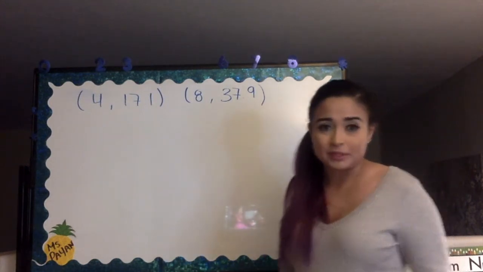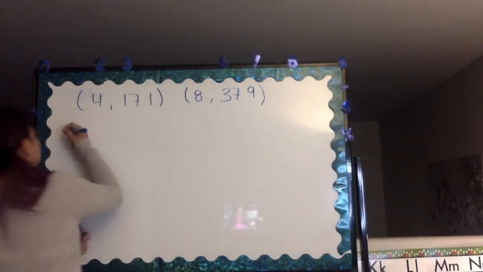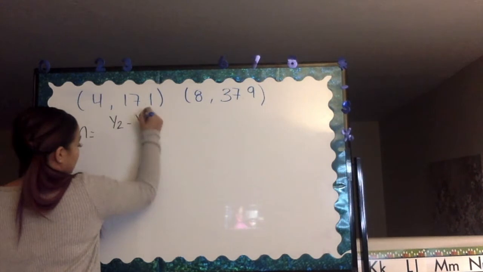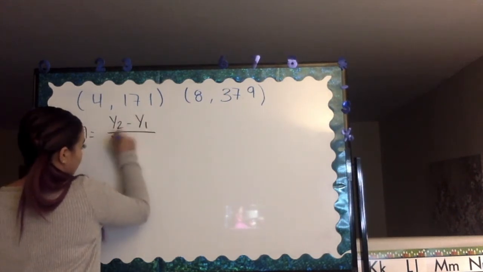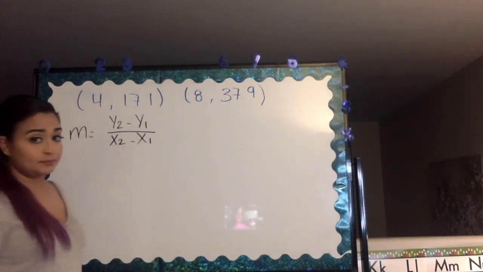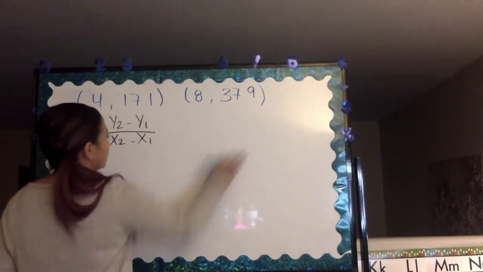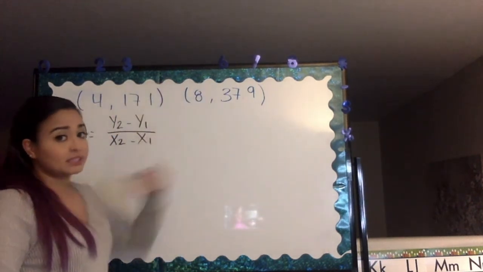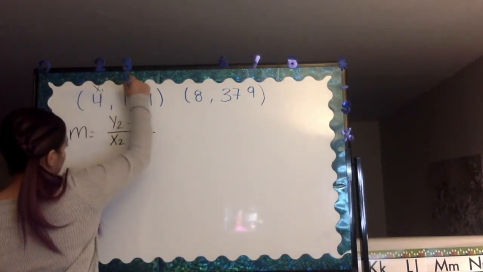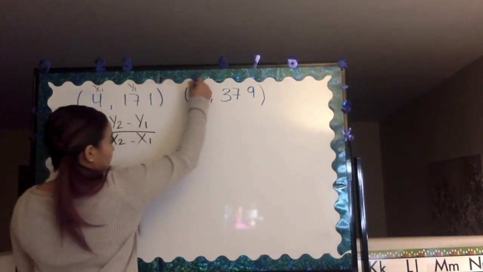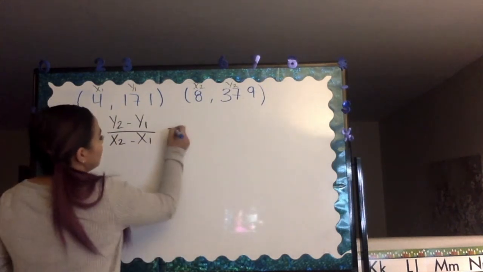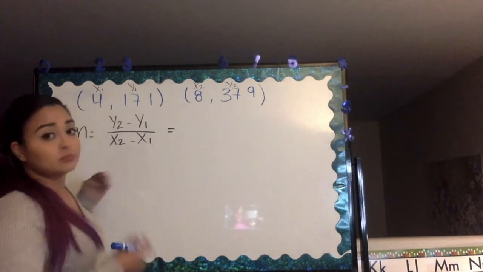Who remembers the slope formula? Flashback. The slope formula is y2 minus y1 over x2 minus x1 is equal to our slope. Now, let's label the 2 points that we chose on our graph. This would be x1, and this one would be y1. Here we have x2 and y2. Now, let's plug in those numbers where they go in the formula.